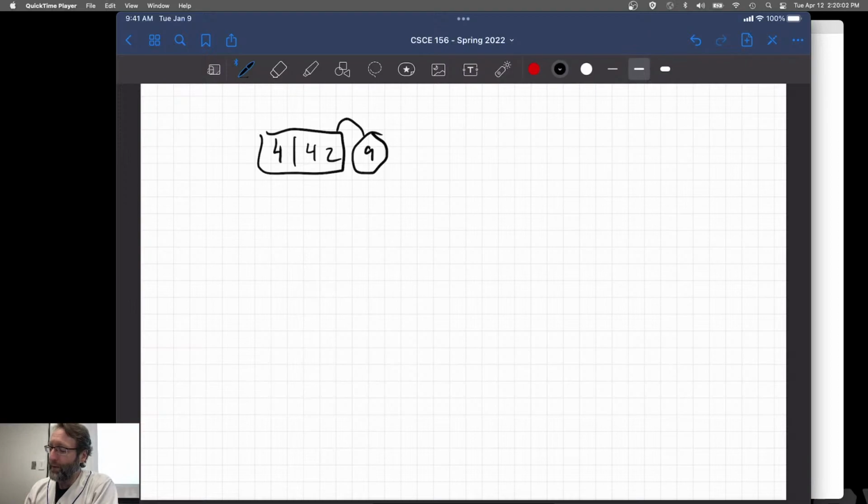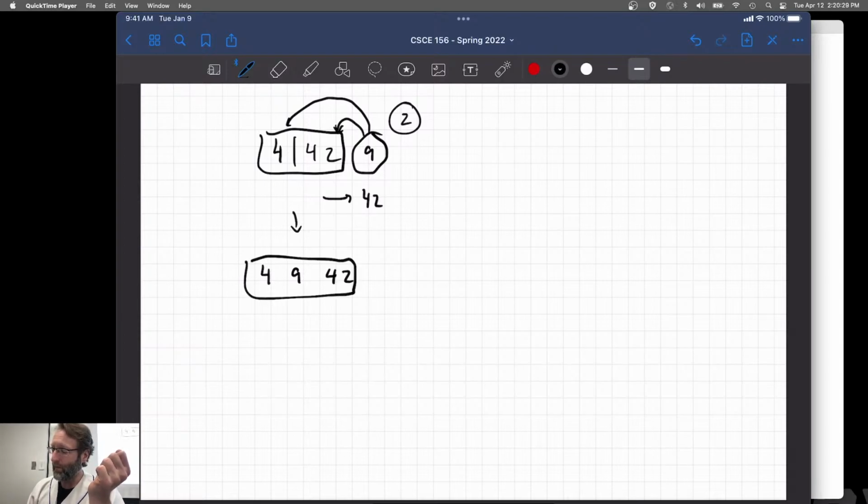I will make one comparison to see, oh, 42 and 9 are out of order, so I swap them. Or more generally, what we're actually doing in the pseudocode is I'm going to shift 42 up to make room for 9. Then I compare 9 to 4 to see, oh, that's where I end up inserting it. So 2 comparisons here to see that the new configuration should be 4, 9, and 42. That's the second iteration of the algorithm.